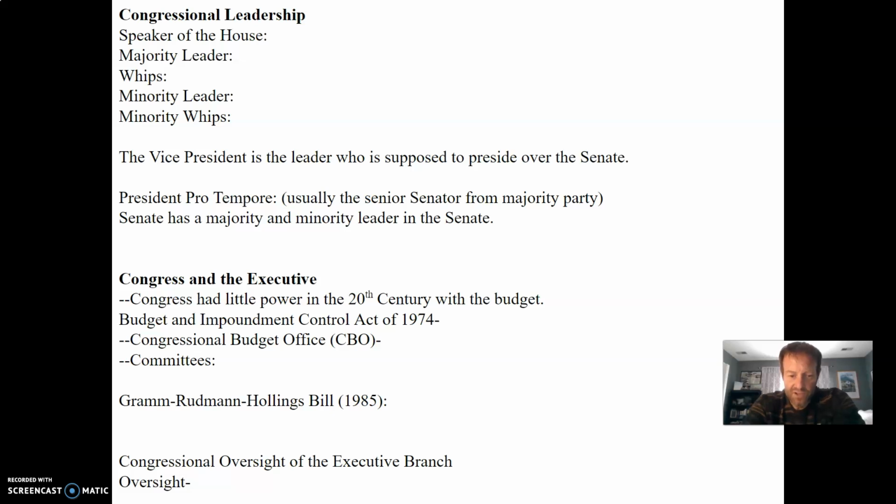But so Congress passes bills and they fund these agencies, like the FBI or the CIA or whatever. And so oversight is to make sure that they are not abusing their powers, that they are spending money correctly, that they're not being discriminatory or something. So Congress oversees the executive branch agencies.